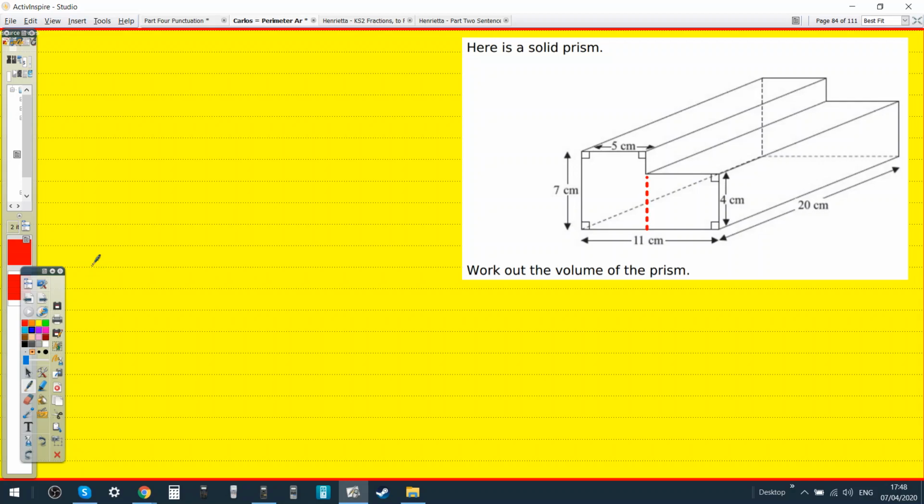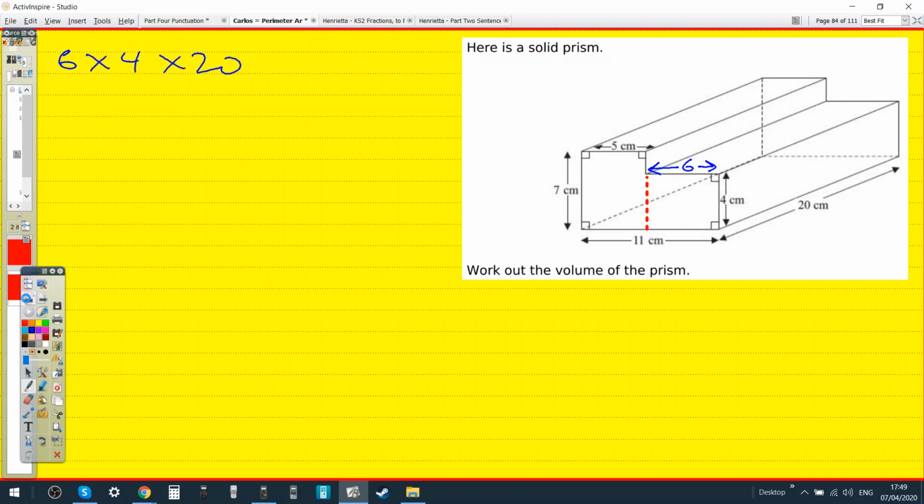So for the top bit, for that half with the 4 centimeters on it, it will be 6 centimeters. Yeah. And then the bottom will also be 6 centimeters. And so, how would you use that? Do you do 6 times 4 times 20? Yeah.